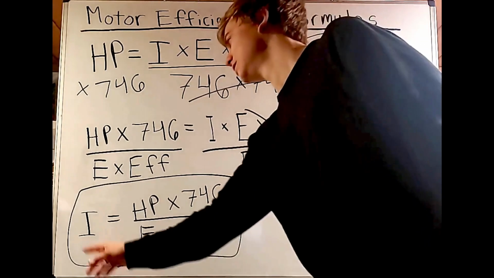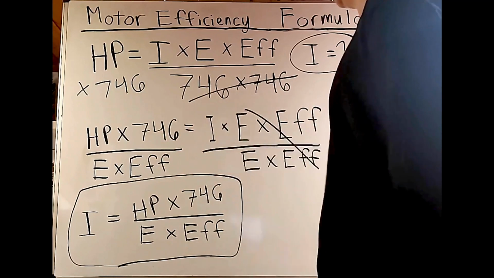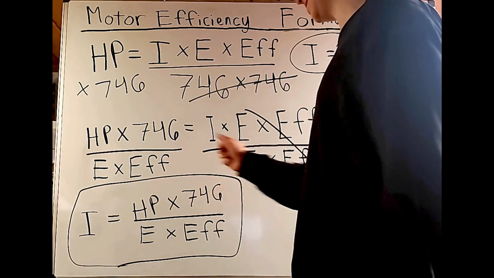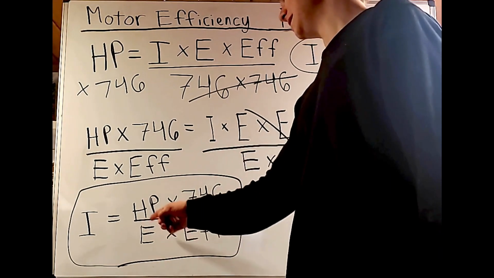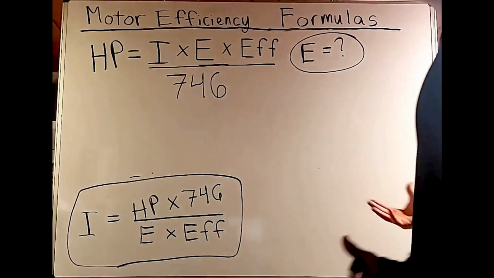So we solved for current in the context of motor efficiency. We know horsepower times 746, which is just the constant in this formula, divided by the voltage times the efficiency. Okay, so you saw that was pretty easy.